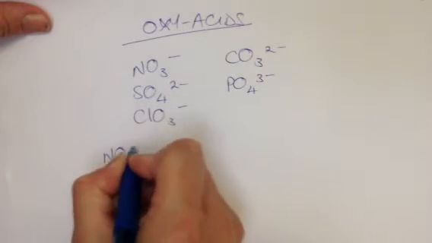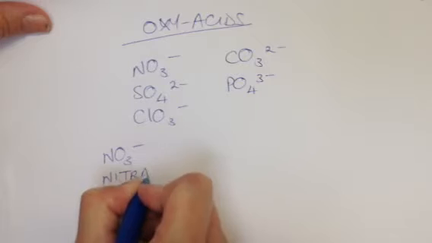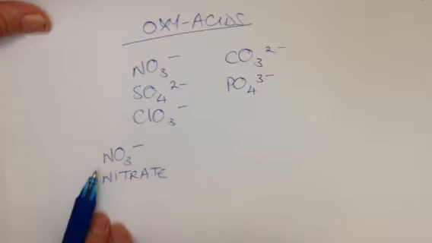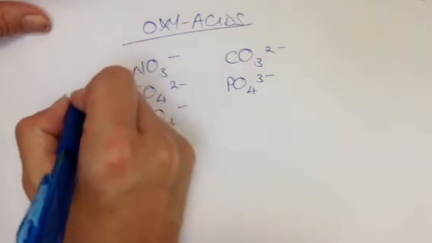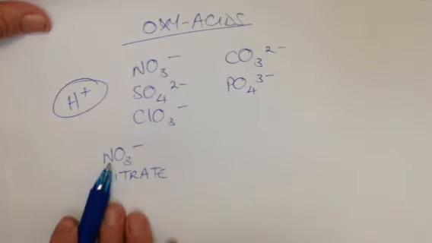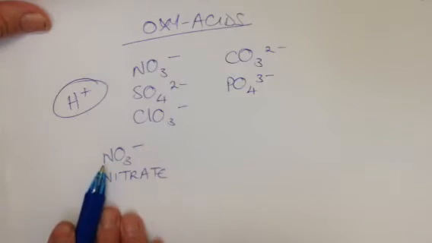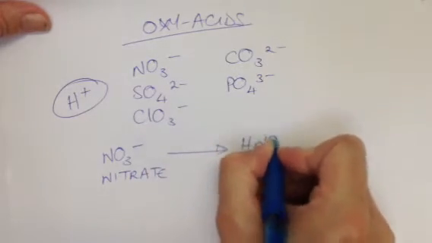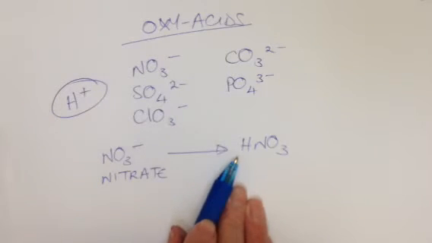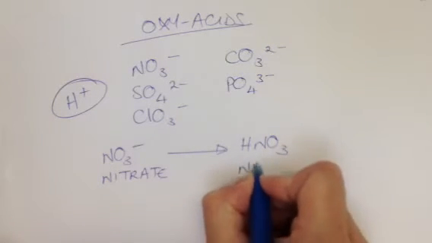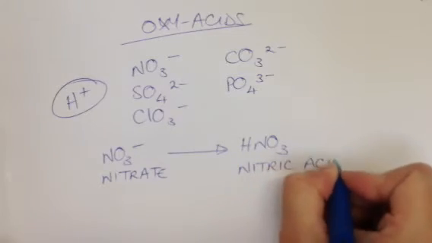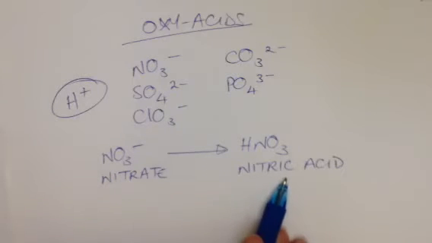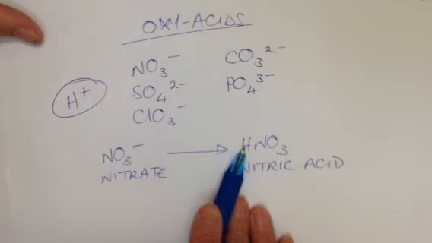Nitrate is NO3 minus. And to turn the nitrate ion into an acid, we need to add hydrogens. And remember, in an acid, hydrogen is always H+. So we need to add enough H pluses to balance the negative charge on the nitrate ion. So NO3 minus will become HNO3. We always write the hydrogen at the front of the formula in an acid. Okay, we call this nitric acid.